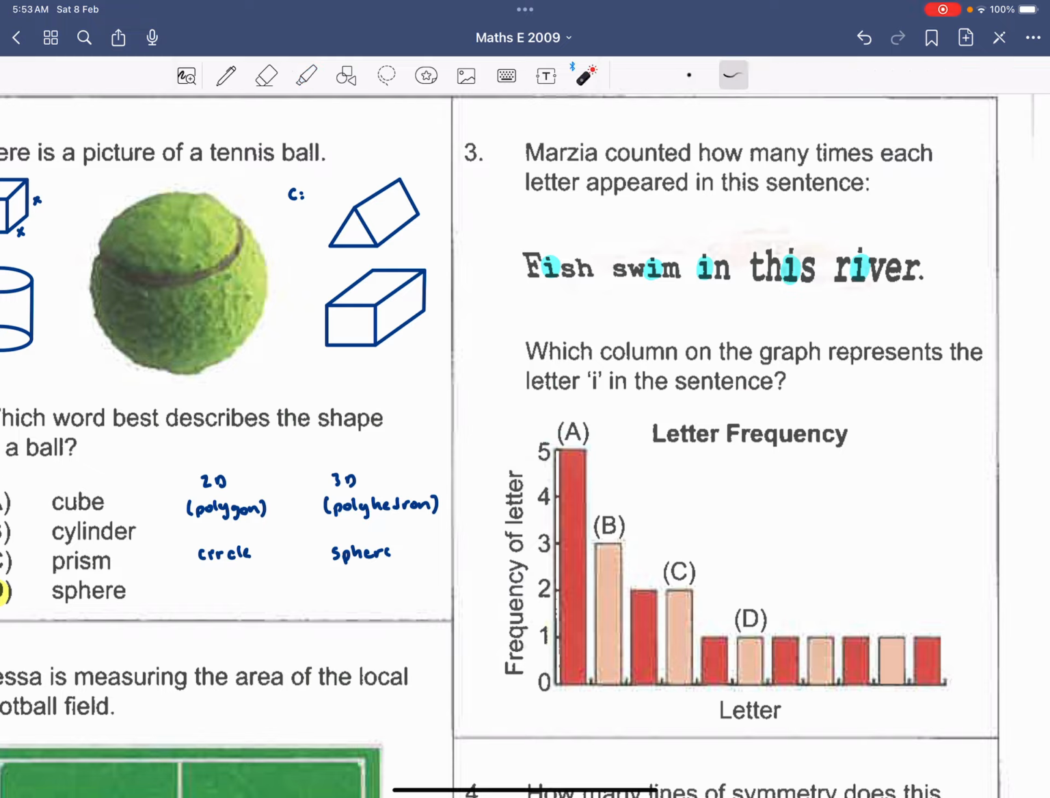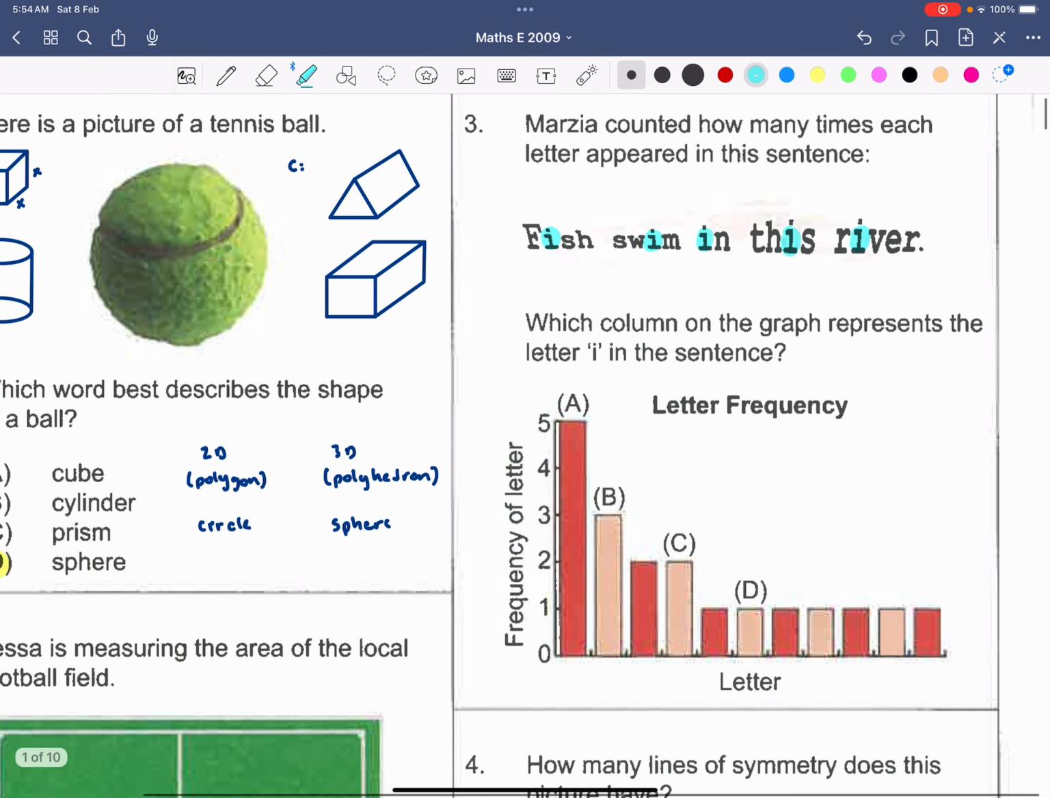This says frequency of letter. So we want to see which letter has a frequency of 5. And there you go, there's a column that's got a frequency of 5. So this must be the letter I. So the answer must be A. That's the one that appears 5 times, okay?